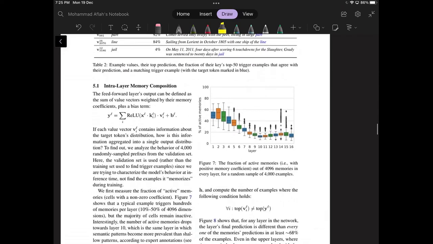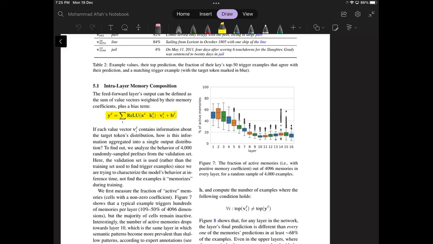So let's look at intra-layer memory composition. The feed-forward layer output can be defined as the sum of value vectors plus a bias term. So this right here. Each value vector contains information about the target token distribution. How is this information aggregated into a single output distribution?